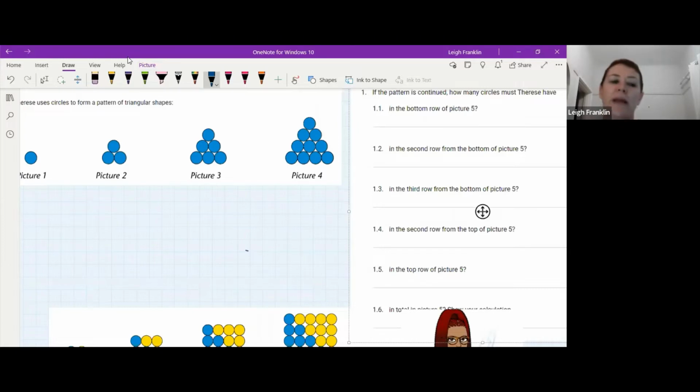Okay, so start here, Itumeleng. How many circles are in picture 1? 1. 1, absolutely. How many circles are in picture 2? 3. Good. How many circles are in picture 3? 6. Good. How many circles are in picture 4? 10. Absolutely.